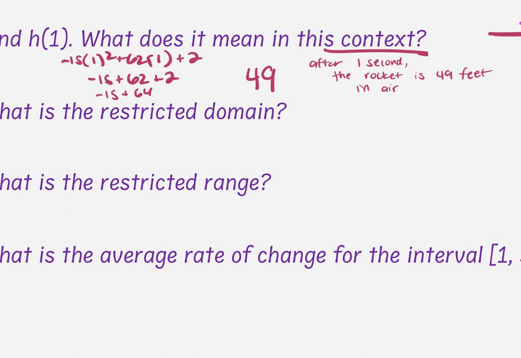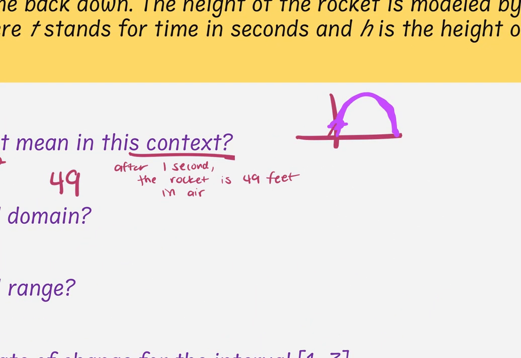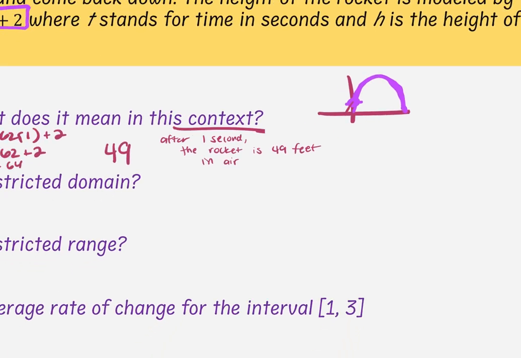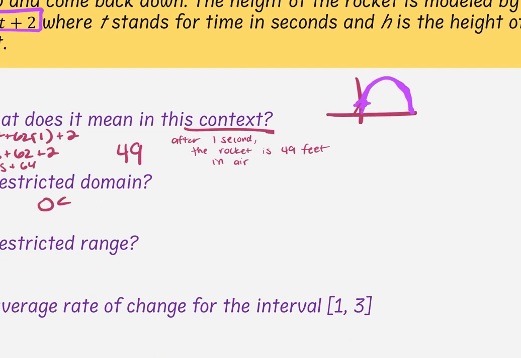Then B says, what's the restricted domain? So think about domain here. Domain is what? X or Y? X. So what kind of constraints could I put on my X? Where it starts and where it ends. Okay? So what's the very first X? 0. Even though this is a parabola, and technically it would work backwards here, we don't count that part, right? It doesn't go back in time. So our first X is 0. That's our time.